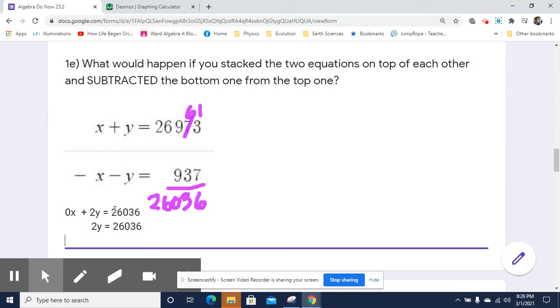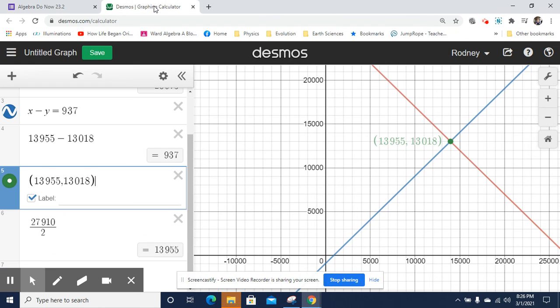26,036. And I can divide both sides by 2. So y will equal 26,036 divided by 2. And that's going to equal, well, let's see, 36 is easy to split in half, and 26 is easy to split in half. The 26 becomes a 13. 0, 18. 13,018.